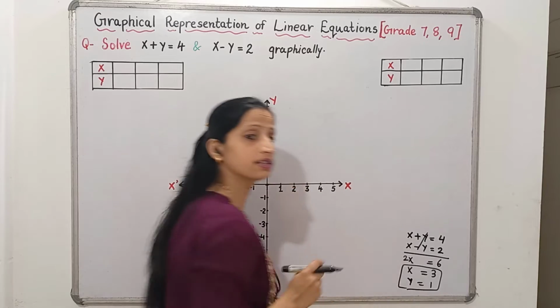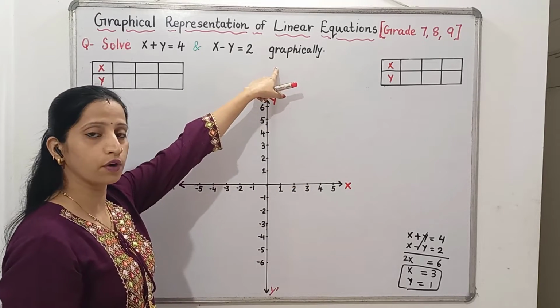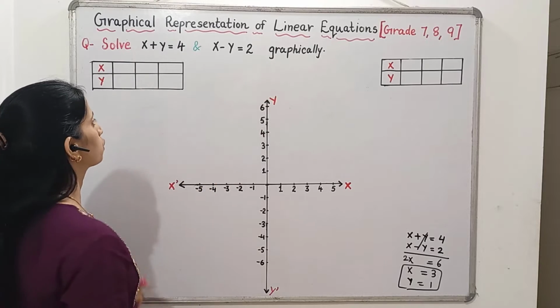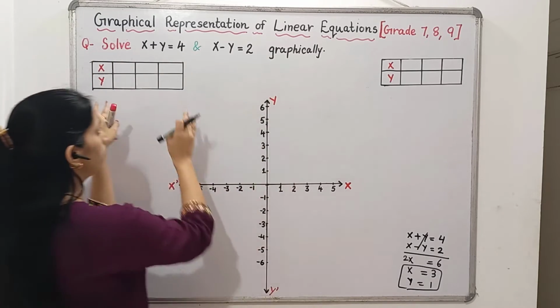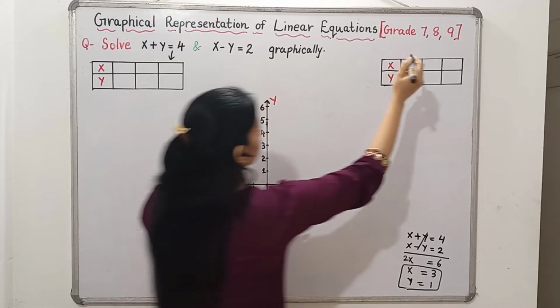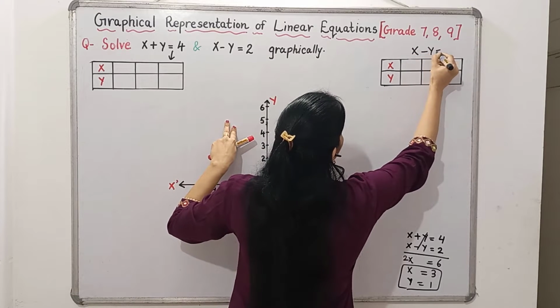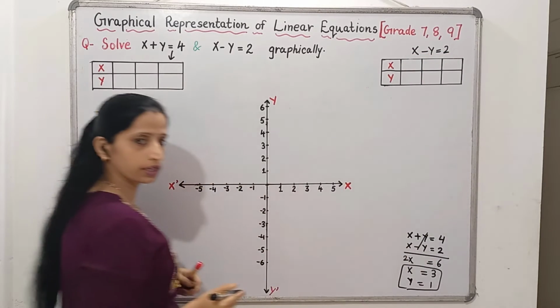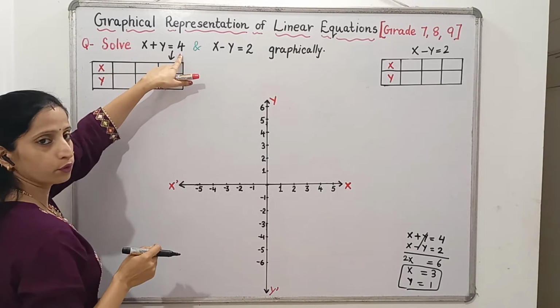But instead of solving like this, we have to solve graphically. So for this, what do we need to do? First of all, we will make tables for these given equations. Here I am making the table for this equation, x plus y is equal to 4, and here I will make the table for this equation, x minus y is equal to 2. Okay, so let's do it.